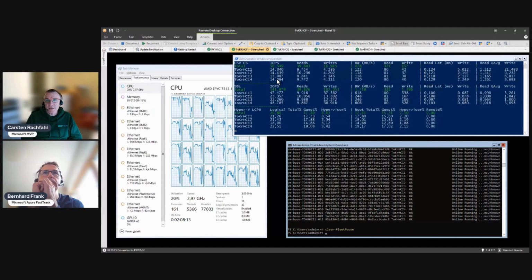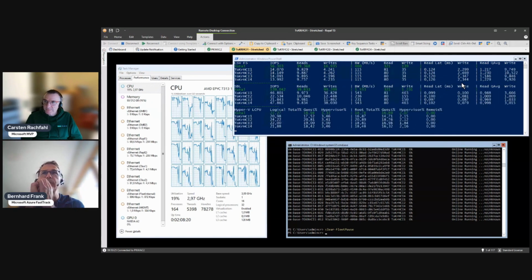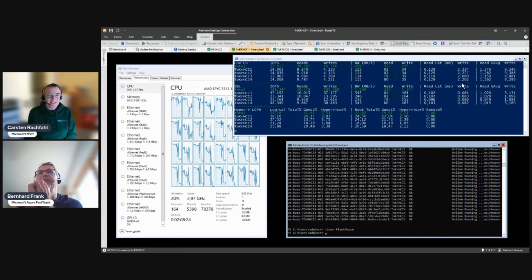Look how nice. Cool. Okay. So the system can take it. But if we compare, hopefully it can take it. Yeah, it can take 400 IOPS per VM.